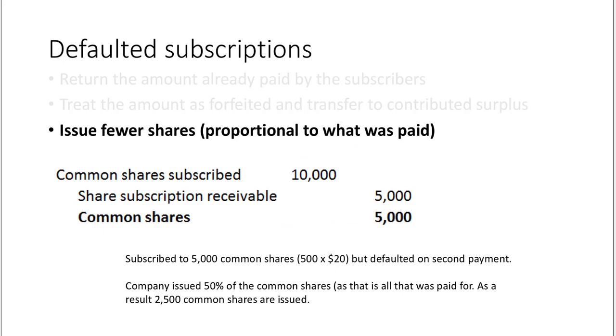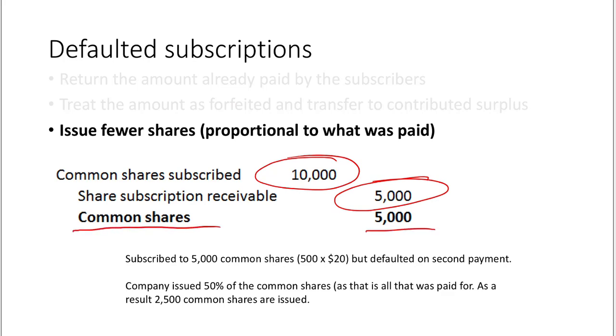So the last situation would be to issue fewer shares proportional to what was paid. So in this example, really simple, they paid for half, so we would give them half the shares that they had originally subscribed to. The first part of the entry is exactly the same: debit common shares subscribed, credit share subscription receivable, and here we would just issue common shares. And in this case, even though they had originally subscribed to 5,000 shares, we would show only 2,500 common shares issued.